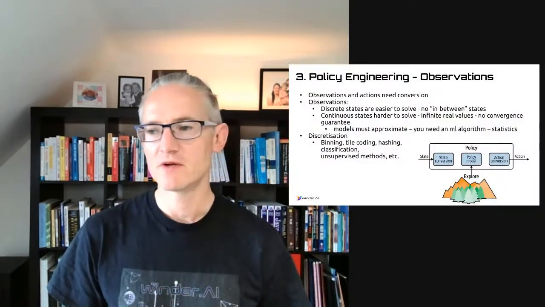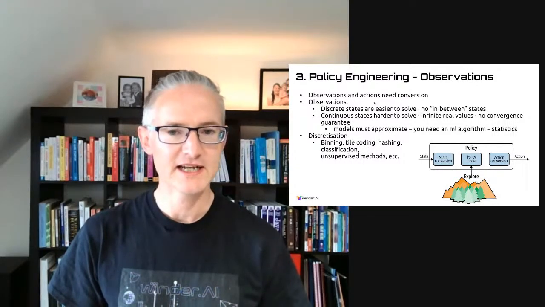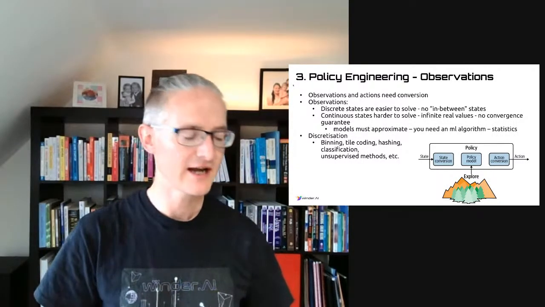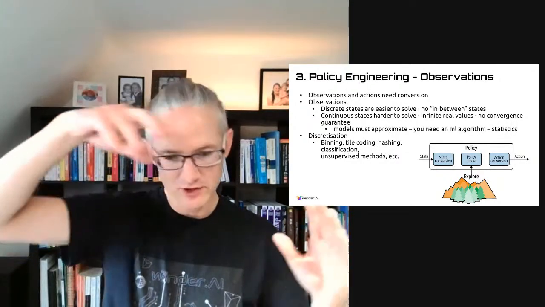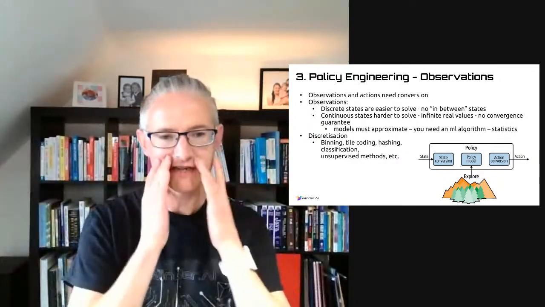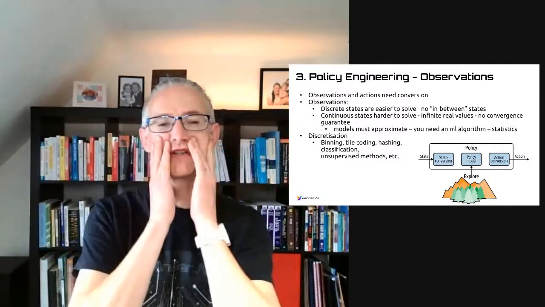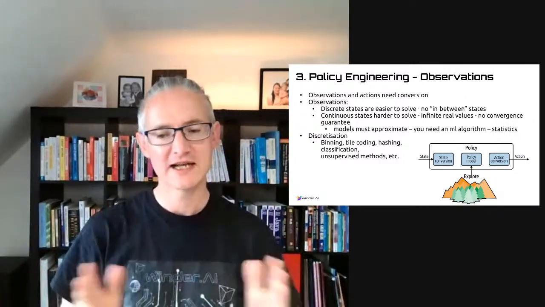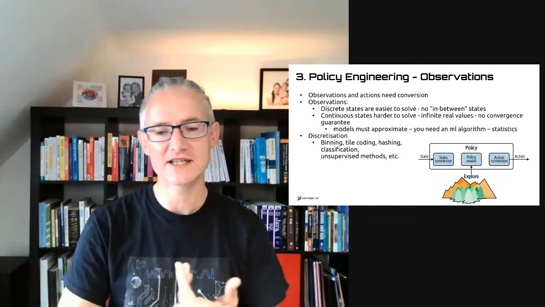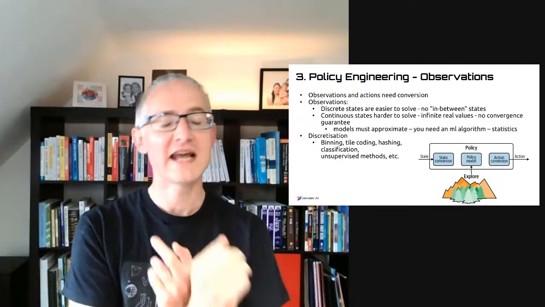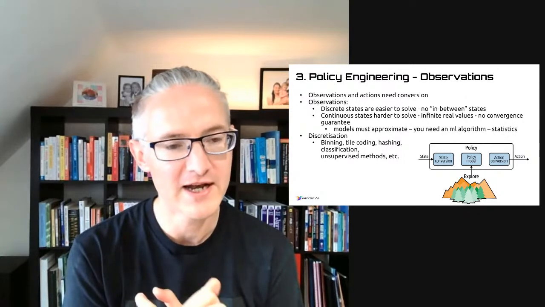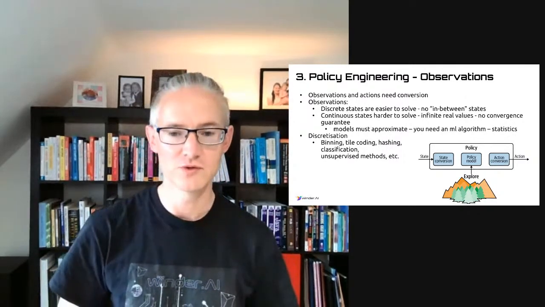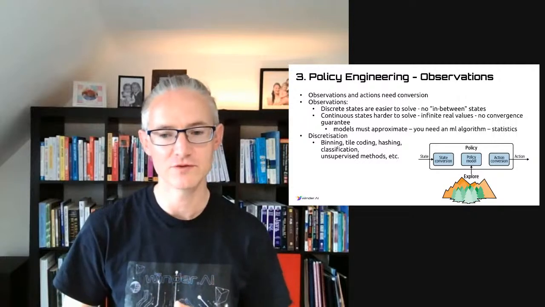All right. What's next? Okay, so next, policy engineering. Now we've moved past the observations. We're now looking at the policy, and the policy has to do several things. Again, this isn't talked about too much in the literature, but the policy has to do effectively three things. It has to take the observation as the input. It then needs to convert it into something useful that the policy can actually use.